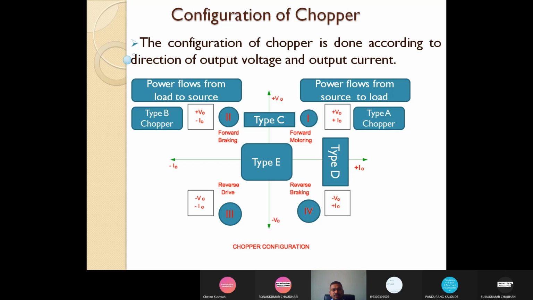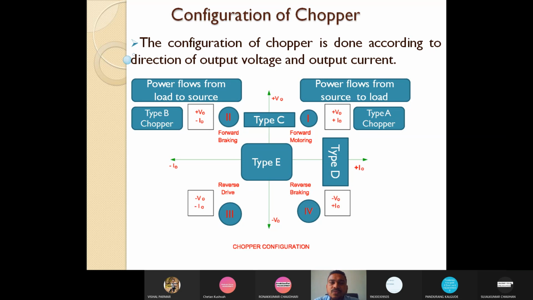Configuration of chopper. So first of all, how can we configure a chopper? The basic configuration of chopper is done according to the direction of output voltage and output current. If we want to configure this chopper, then on the basis of output voltage and output current we can configure it. Here it is written that it is done according to the direction of output voltage and output current.